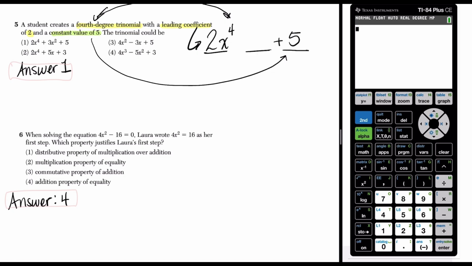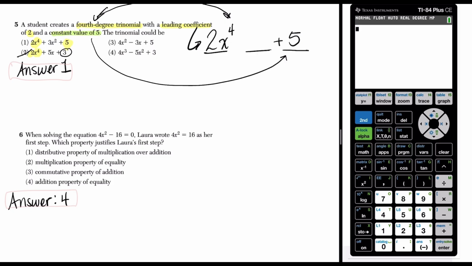So it starts with 2x to the 4th and ends with a 5. In the first one, I have 2x to the 4th and a 5, and that's why it is the correct answer. So why are the other ones not true? For number 2, I have the 2x to the 4th. That's great, but it has a 3 here at the end. The 3 is a constant instead. So that's why that one's wrong.